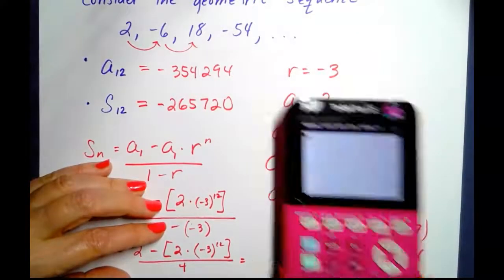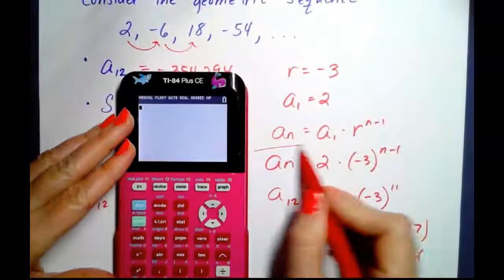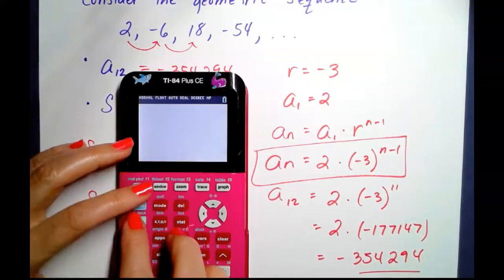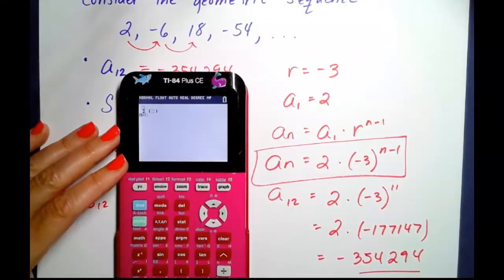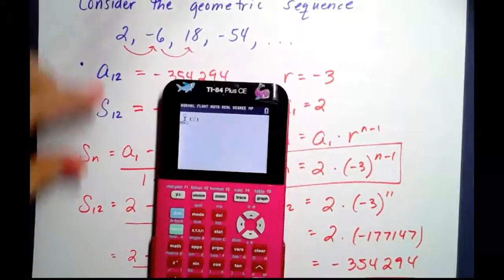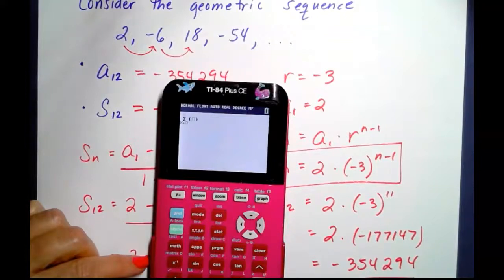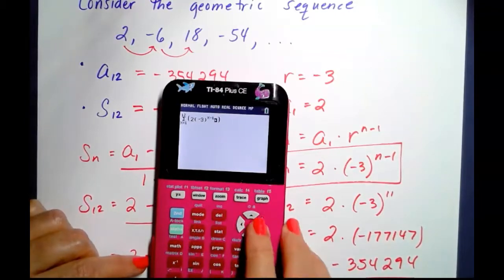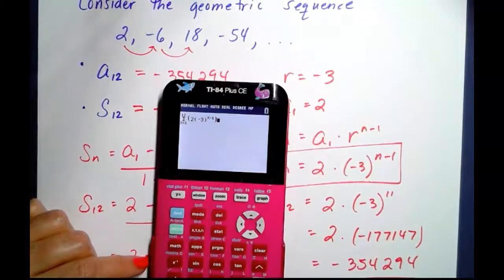So another way that you could also do this, because we know a sub n, is we could just use sigma notation. Of course, sigma notation is alpha F2 on our calculators. And being that we want the sum of the first 12 terms, the lower limit will be 1, the upper limit will be 12, and then we just need to put in the rule. So that's going to be 2 times negative 3 raised to the x minus 1. And then we are open, open, close, close, and enter.